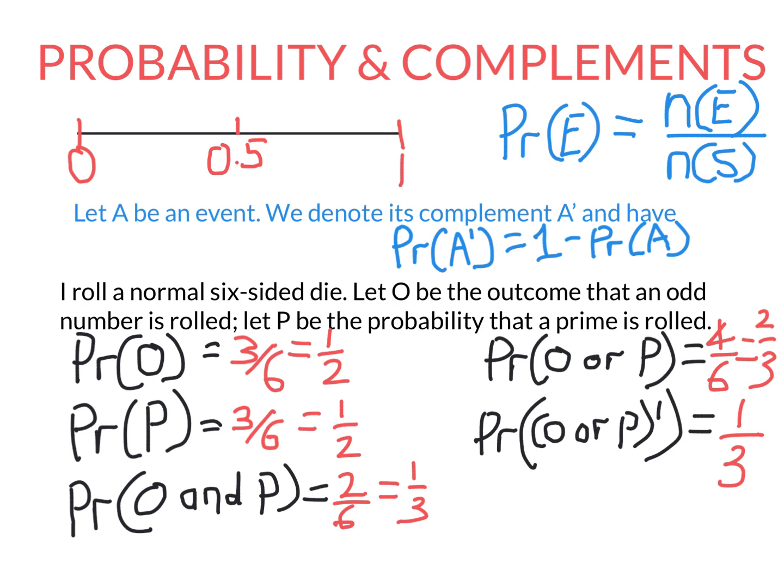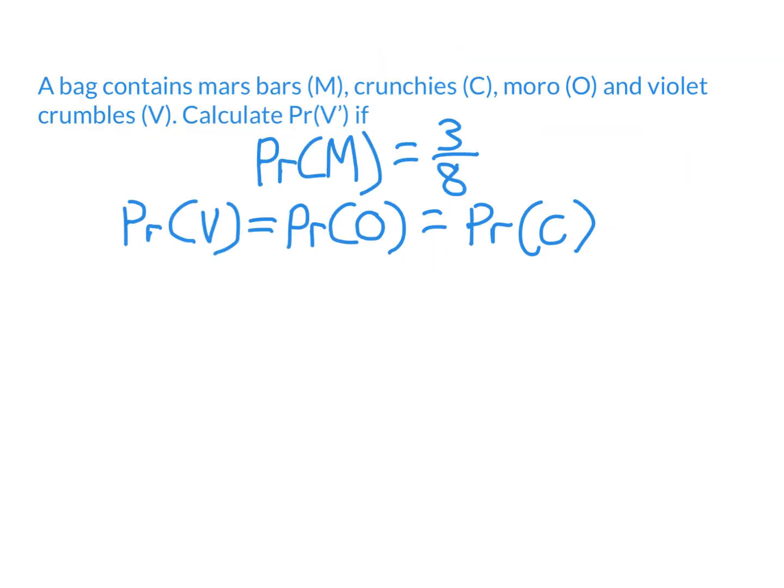All right, let's now look at a question involving the sum of probabilities. So in this question, we are told that a bag contains Mars bars, Crunchies, Moros, and Violet Crumbles, all of which are chocolate bars, if you didn't know. We're asked to calculate the probability of V complement. So we're asked that if we select a chocolate at random from this bag, that we don't get a Violet Crumble, we get something other than that. So how are we going to go about that?